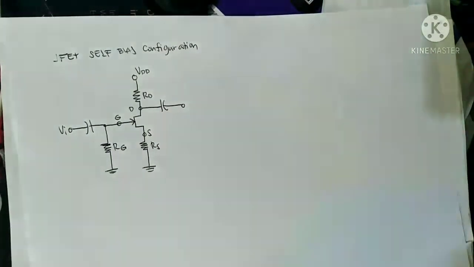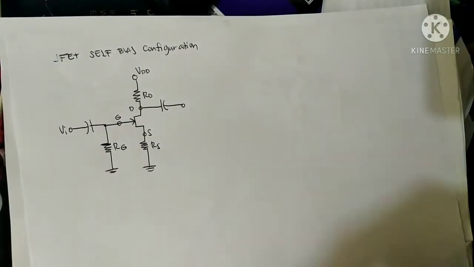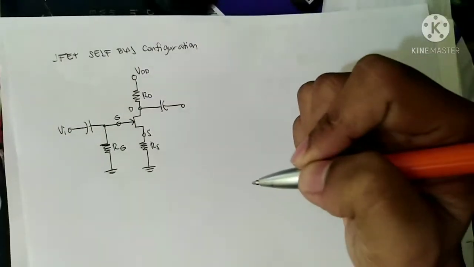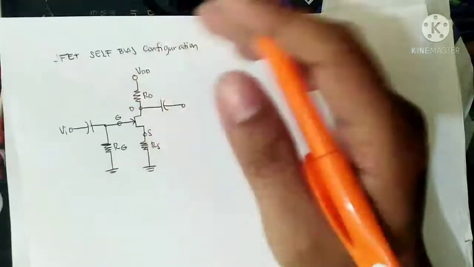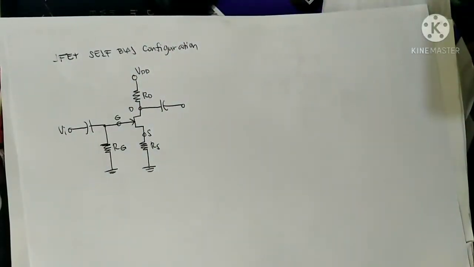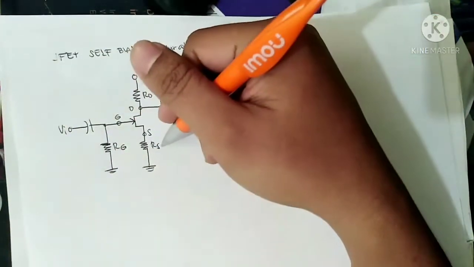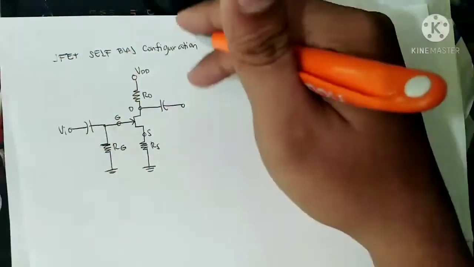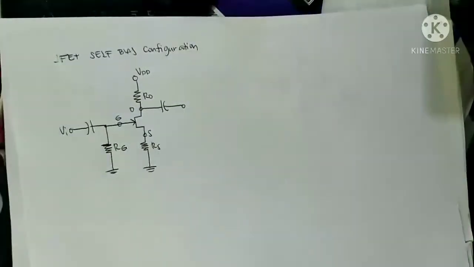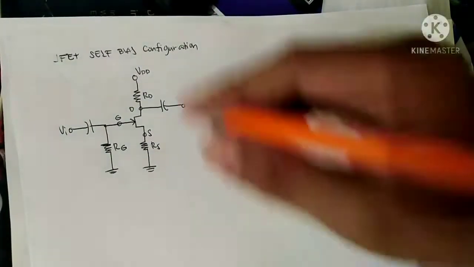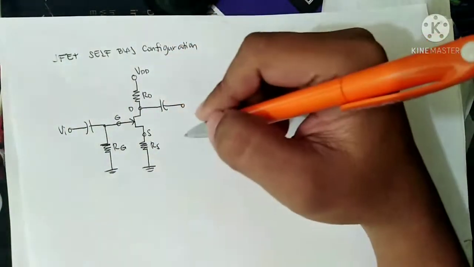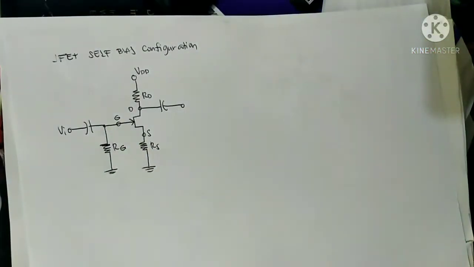That's the disadvantage of the fixed bias, the additional gate source. But if you remove the gate source, you're going to add the RS. So this is now the self bias configuration: RD, RG, and RS.